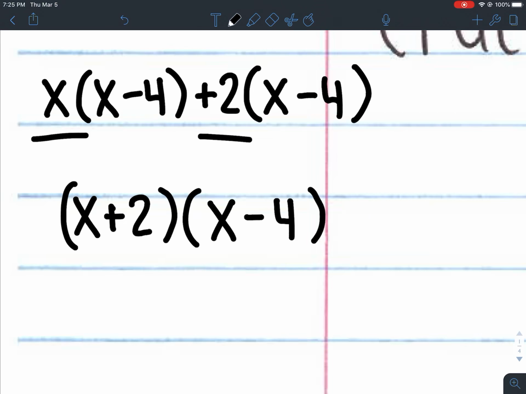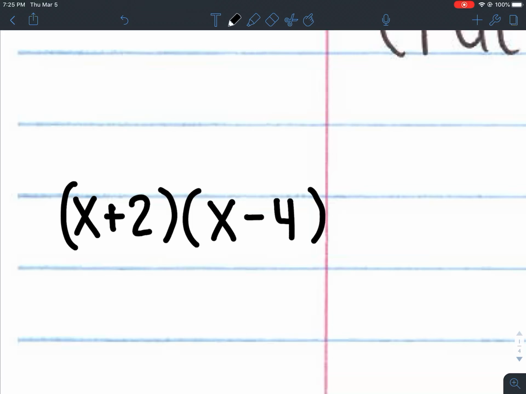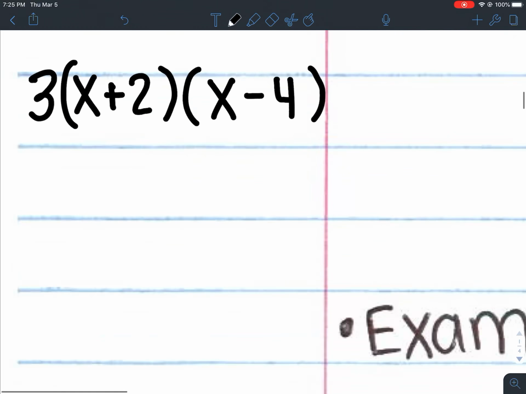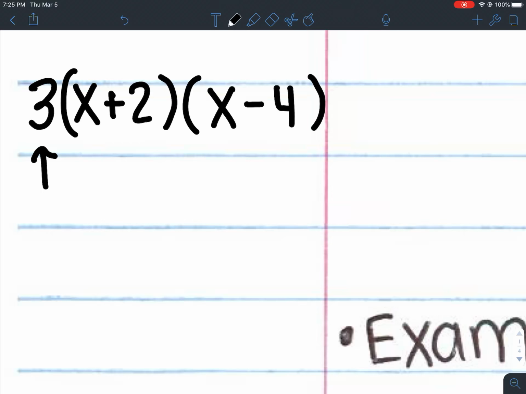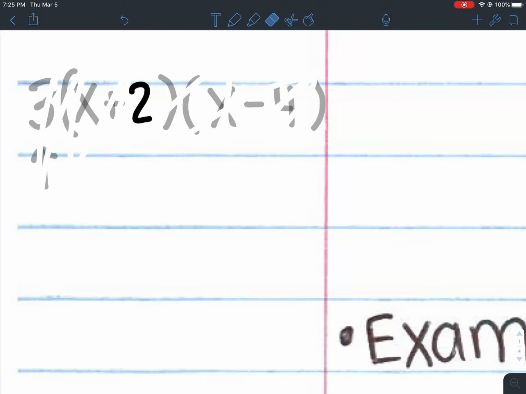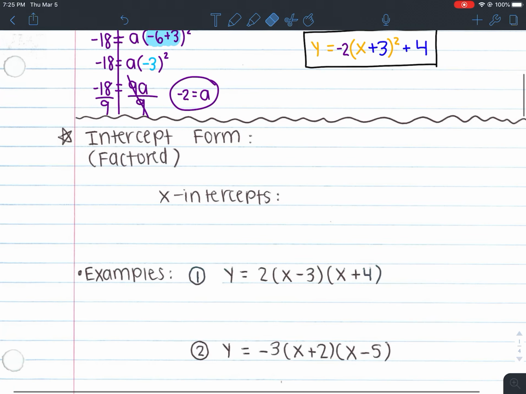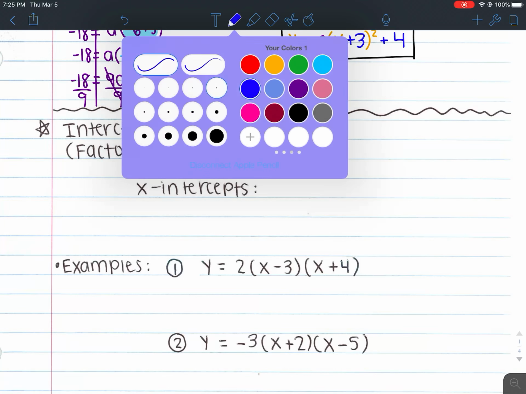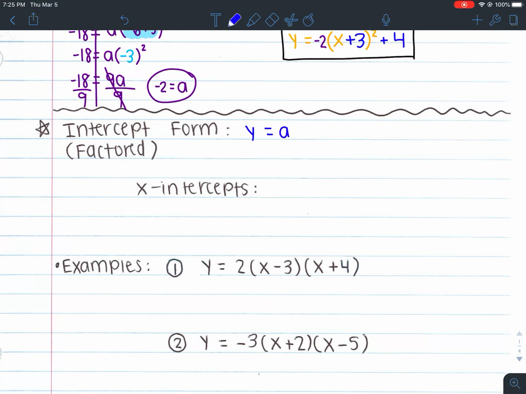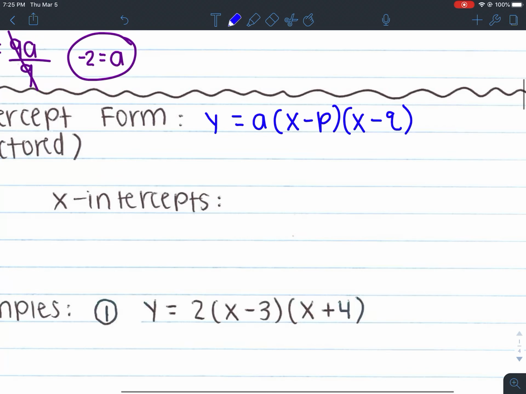Well, factored form looks really similar to this. Now, factored form also can sometimes have a number in the front. For example, if I had a 3 in the front, where did this 3 come from if I was factoring? That usually came from my GCF that I pulled at the very beginning. So intercept form looks like this. Y equals a, parentheses, x minus p, and then x minus q in parentheses. So that's a p and a q, not a 9, okay? It is a p and a q.